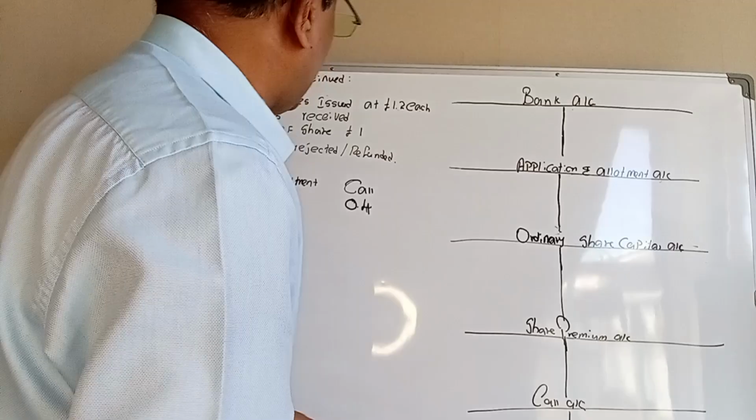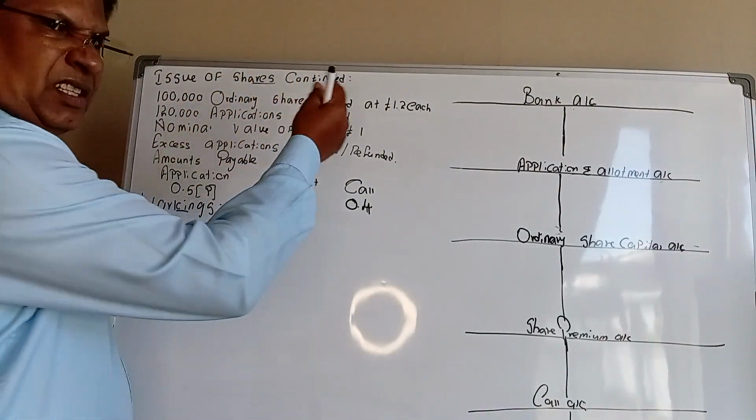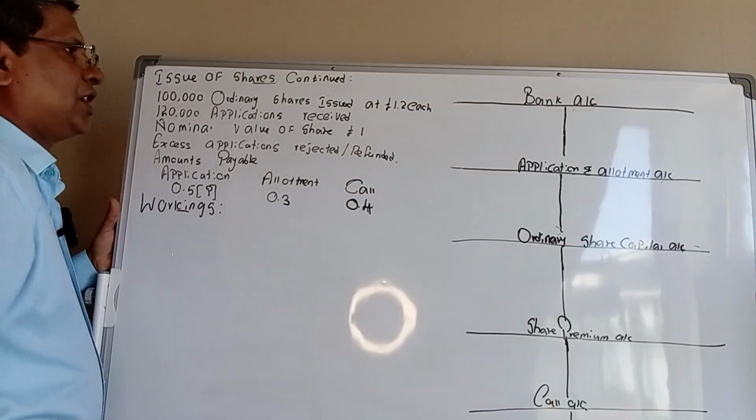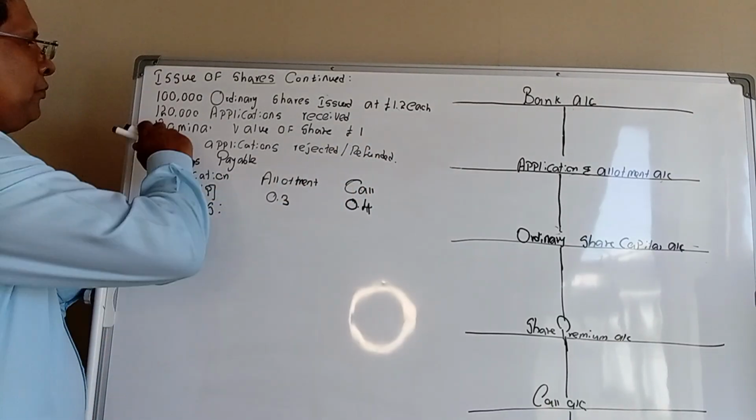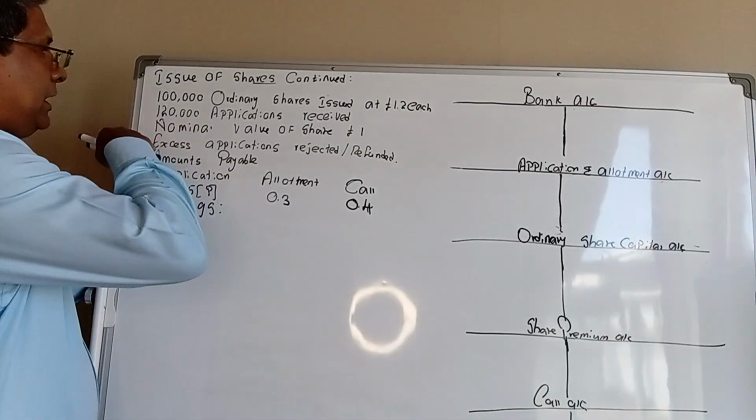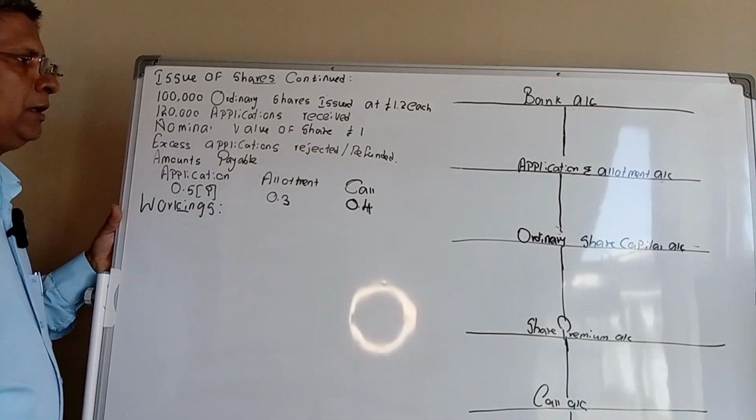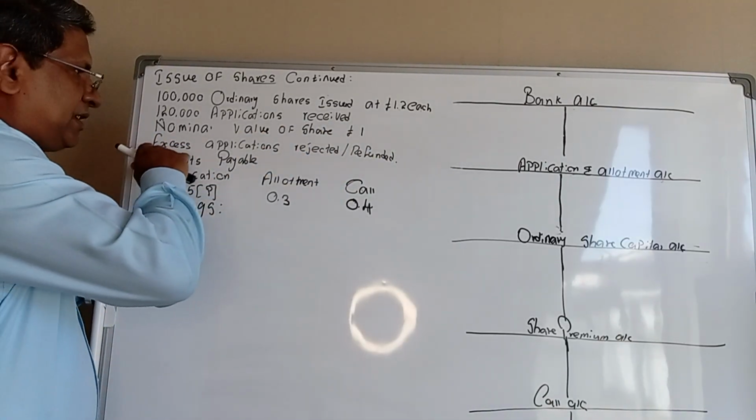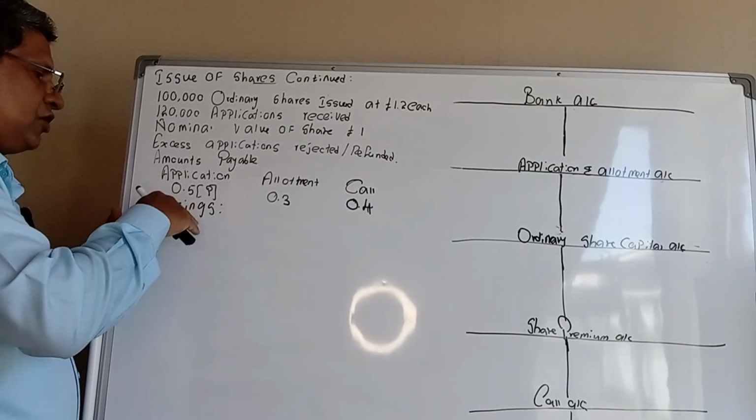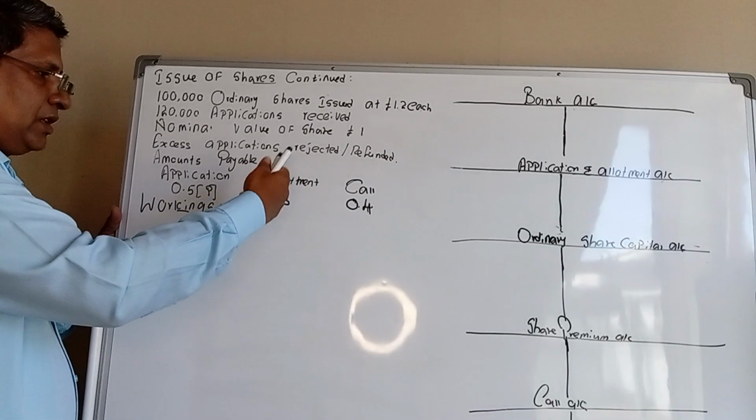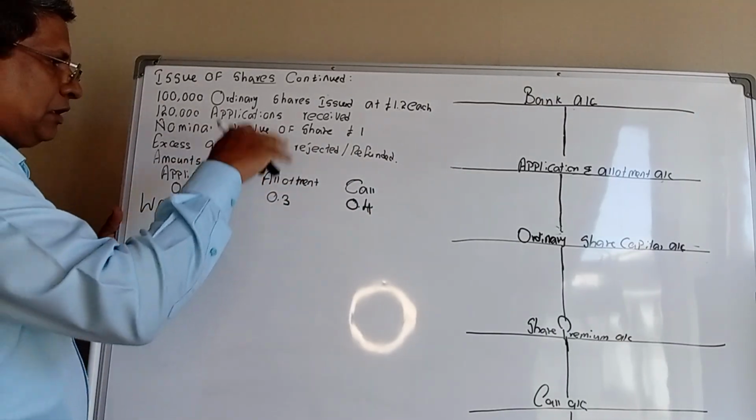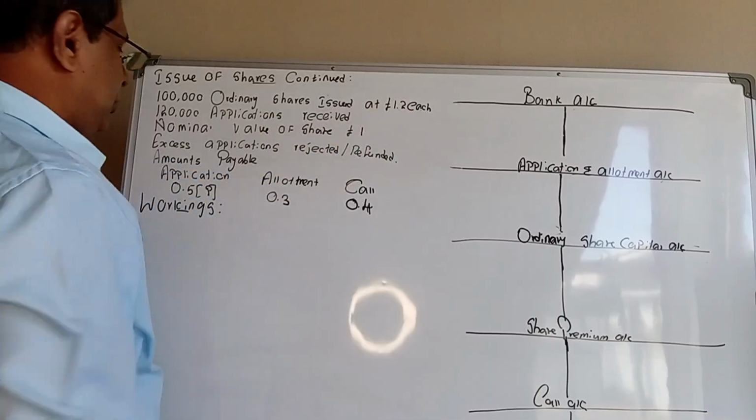Today's question is about a hypothetical company. 100,000 ordinary shares have been issued at 1.2 each. 120,000 applications have been received. The nominal value is £1. Excess applications have been rejected and refunded. So the amounts payable will be on application 0.5, including the premium, allotment 0.3, and call 0.4. Okay, 0.5 plus 0.3 plus 0.4 makes up 1.2.